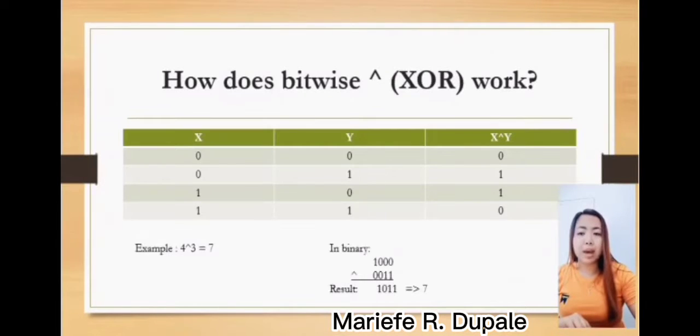How does bitwise XOR work? XOR is a bitwise operator and it stands for exclusive OR. It performs a logical operation. If the input bits are the same, then the output will be false, 0, else true, 1.